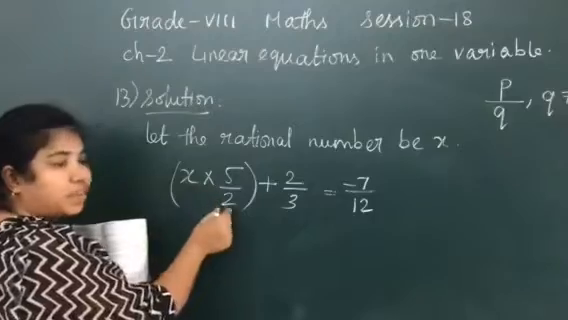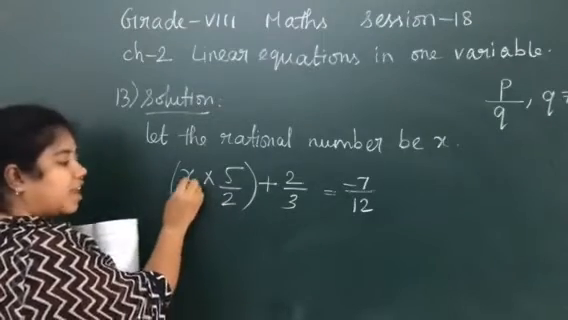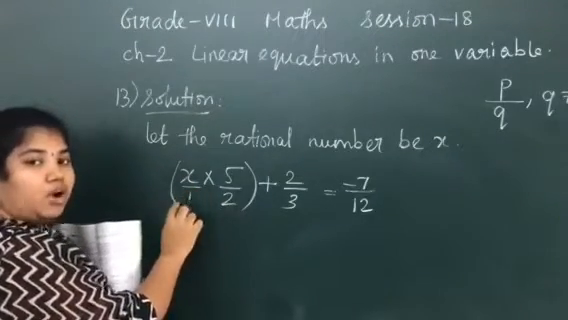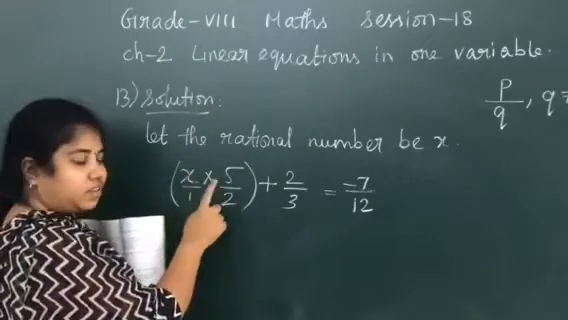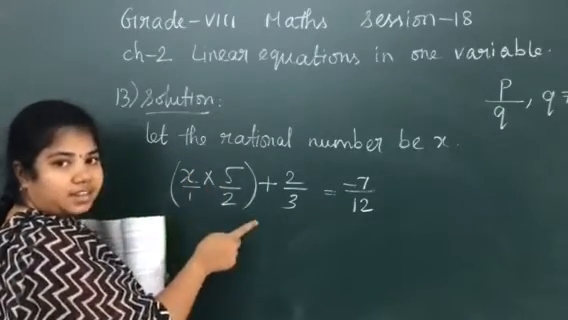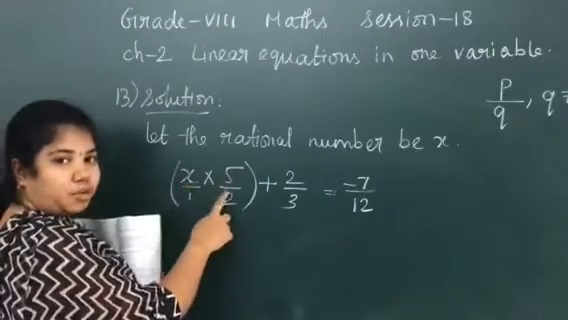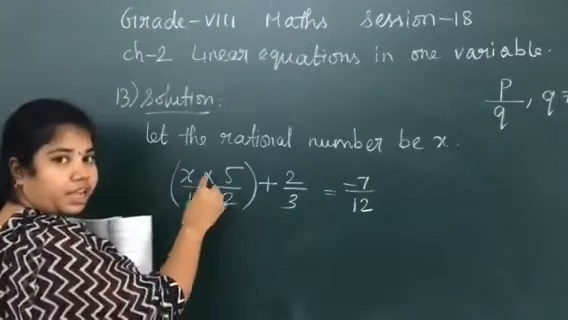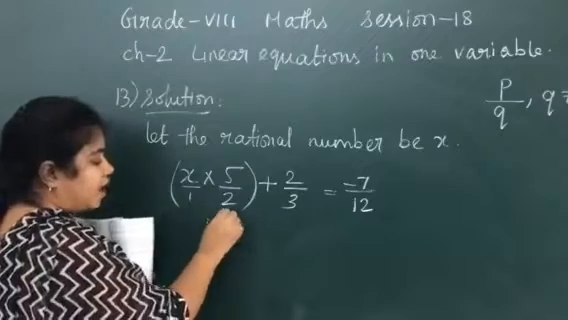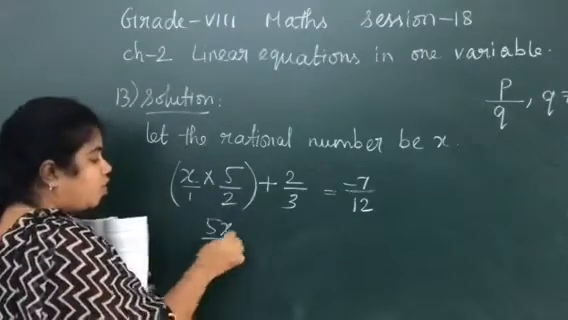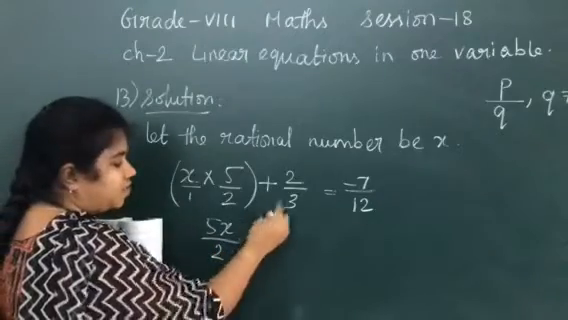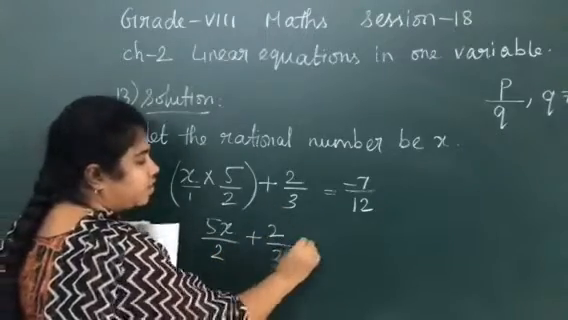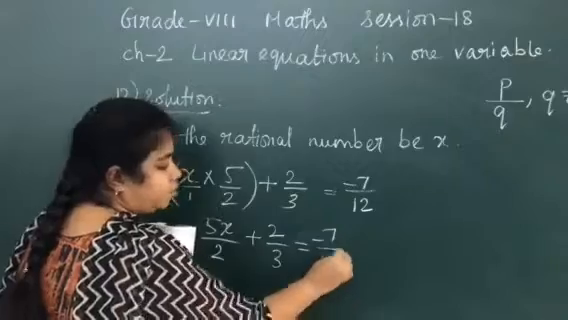Now what is x into 5/2? How will you consider x? x and x/1 are the same. And what is multiplication in fractions? Multiply the numerators and write the answer, multiply the denominators and write the answer, right? The product of the numerators 5 into x is 5x, and 2 into 1 is 2. So x into 5/2 can be written as 5x/2, plus 2/3 as it is, which is equal to -7/12.